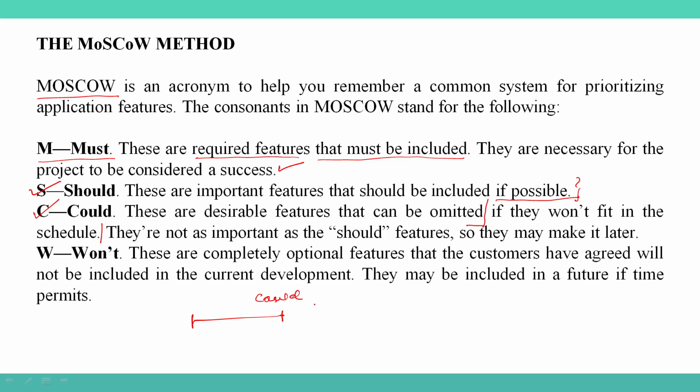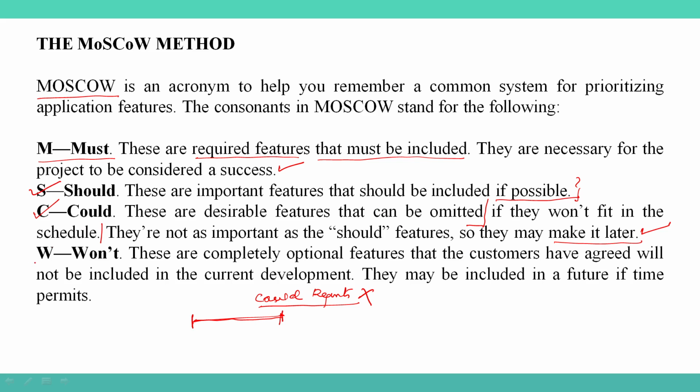ഇപ്പോൾ ഈ കുഡ് റിക്വയർമെന്റ്സ് can be avoided. That means it can be avoided in the schedule. കാരണം ഇവിടെ നിങ്ങൾക്ക് ഇത് ഡെവലപ്പ് ചെയ്ത് എത്താൻ പറ്റുന്നില്ല എന്നുണ്ടെങ്കിൽ you can leave that. അങ്ങനെയുള്ള റിക്വയർമെന്റ്സ് ആണ് could requirements എന്ന് പറയുന്നത്. That means they are not important as the should features, so they may take it later. അത് നമുക്ക് പിന്നെ വേണമെങ്കിൽ ഡെവലപ്പ് ചെയ്യാം.